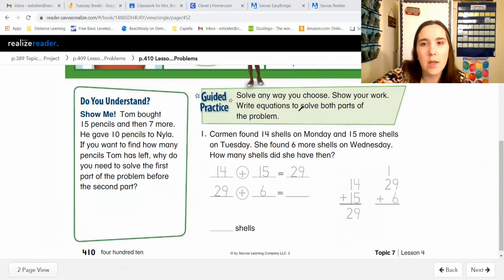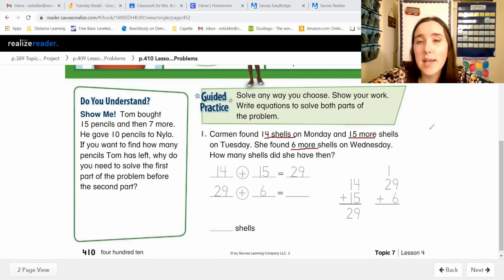It says, solve any way you choose, show your work. Write equations to solve both parts of the problem. Carmen found 14 shells on Monday. I'm going to underline that, 14 shells. And 15 more shells on Tuesday. She found 6 more shells on Wednesday. How many shells did she have then?